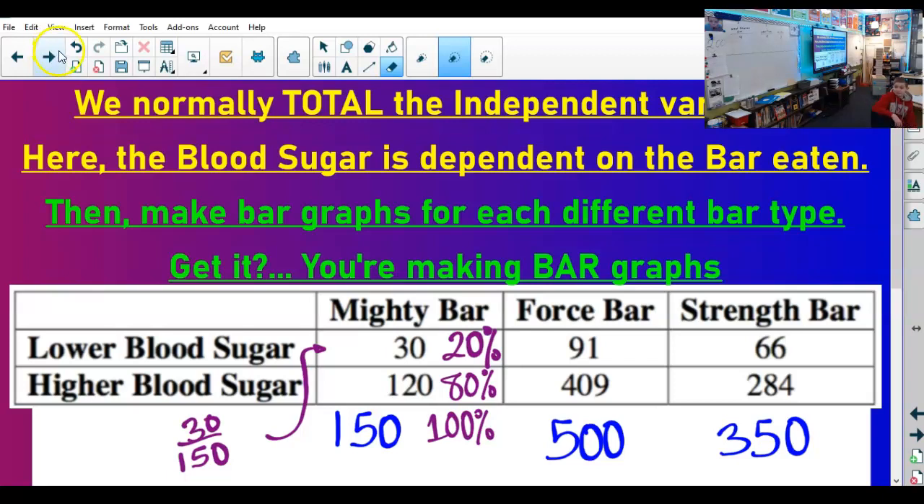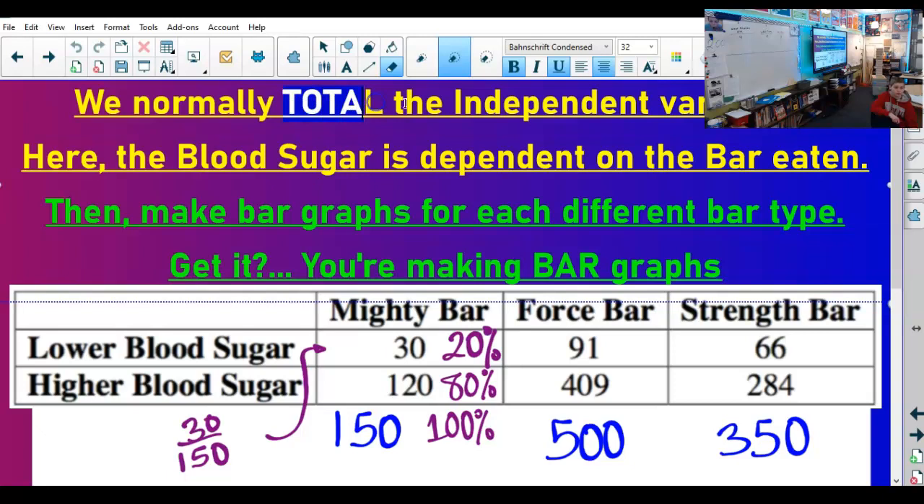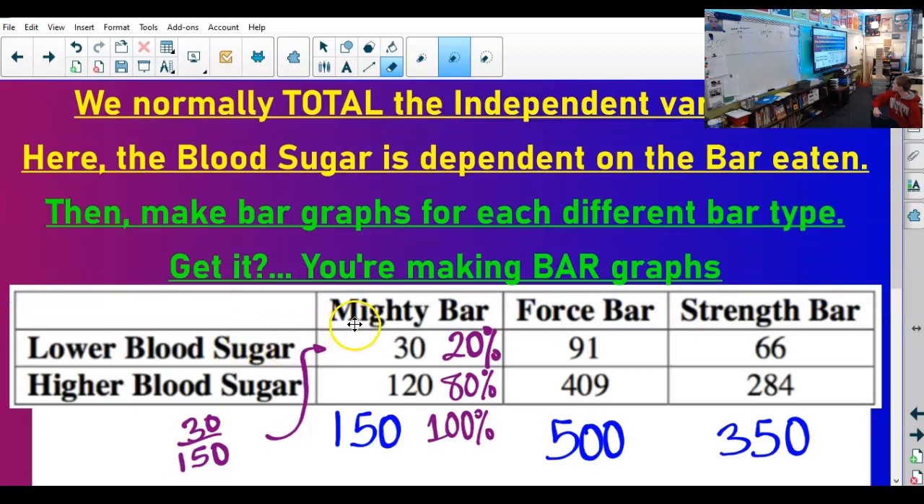Thank you. Okay, so why we're doing column totaling. Hey guys, I think some of us in here who are playing along from school still haven't heard this. We normally total the independent variable. Which bar the participant eats would be up to them, right? They get to pick. You want the mighty bar, the force bar, the strength bar. That's independent. But the impact it has on their blood sugar would depend on what they ate, right? So these are our dependent variables, whereas the independent variables are what type of bar.